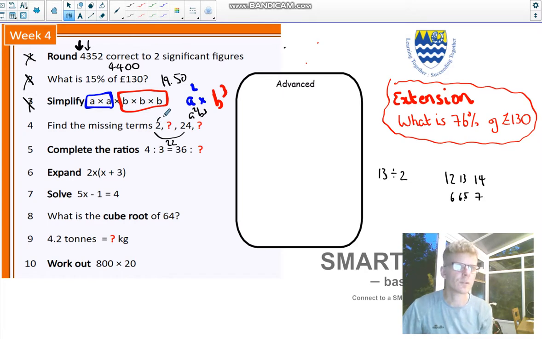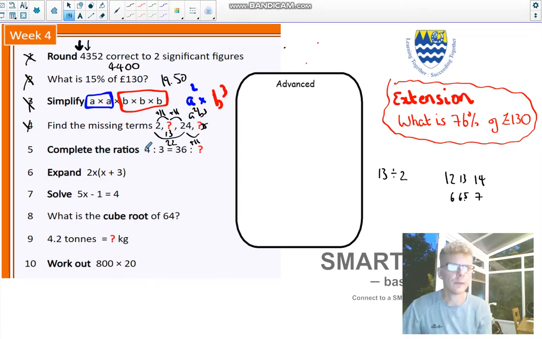So if I want to make 2 jumps along, my distance must be half of the distance between 2 and 24. So half of 22, which is 11, and another jump of 11. So I do 2 add 11, I get to 13, 13 add 11, I get to 24, and another jump of 11, and I get to 35. So there we go, 13 and 35 for our missing numbers.